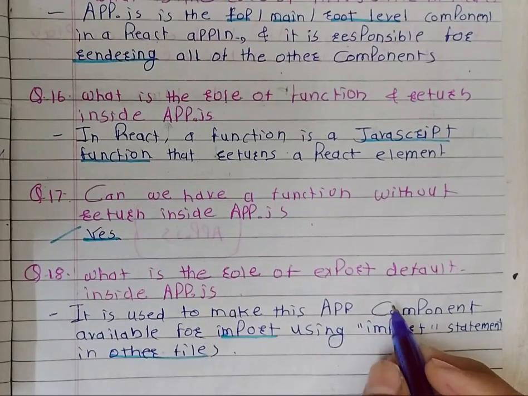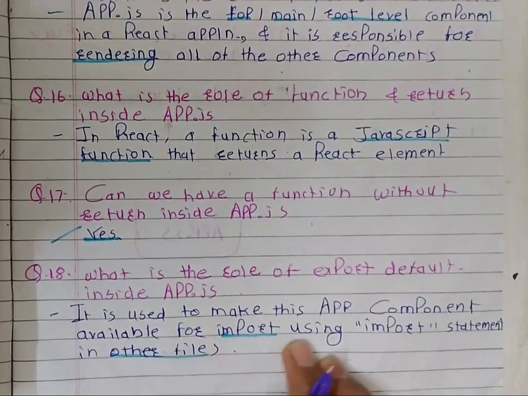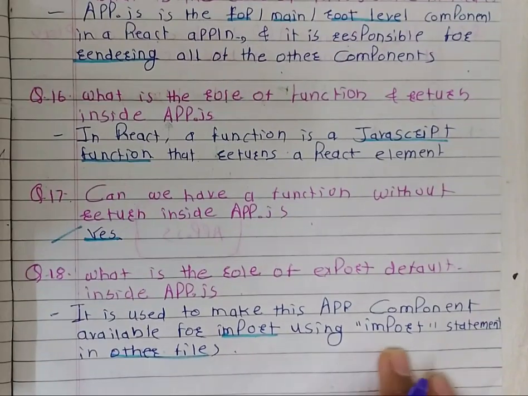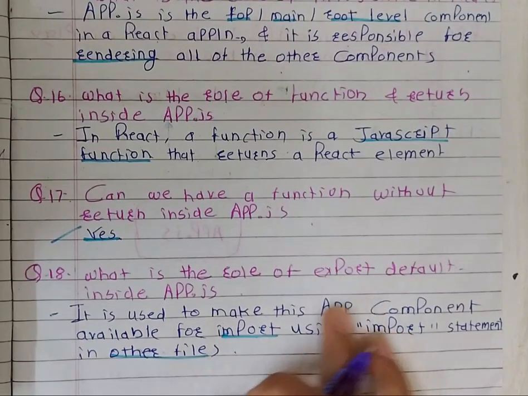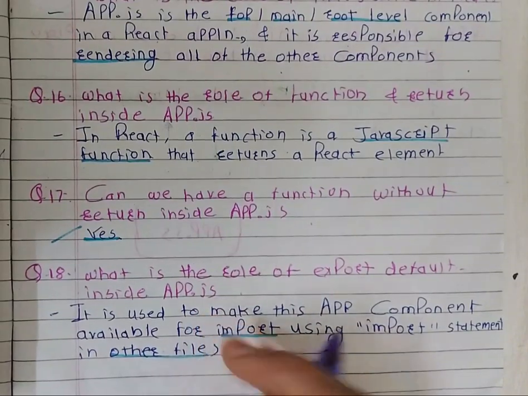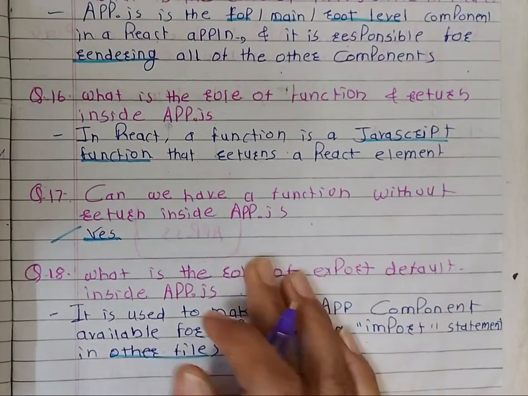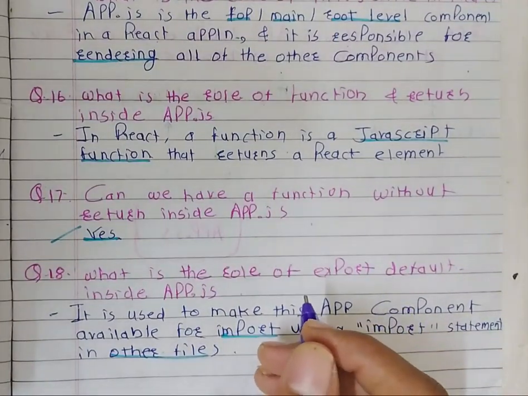Then what is the role of export default inside App.js? So basically it is used to make the App component available for import in other files. The reason we use export default inside App.js or any file is that we have to import that particular file in another component.